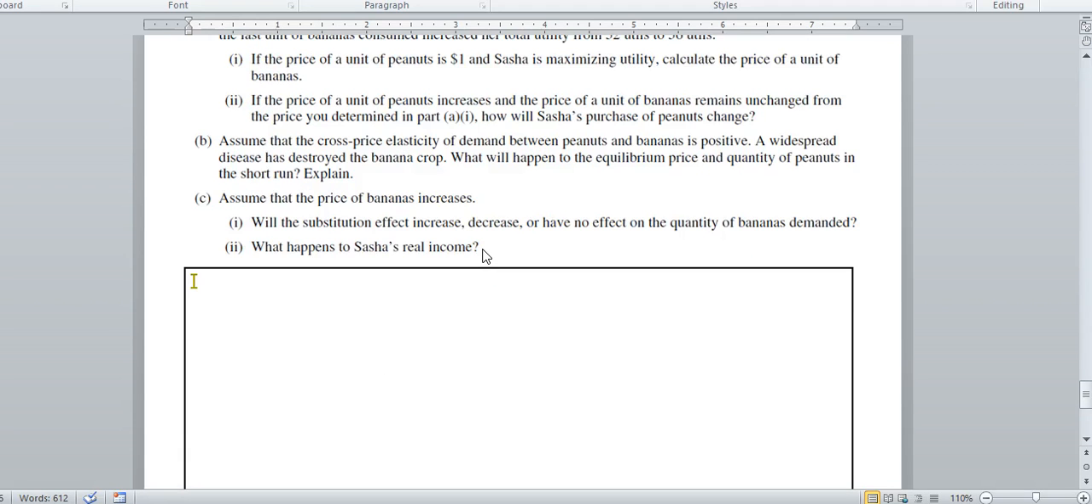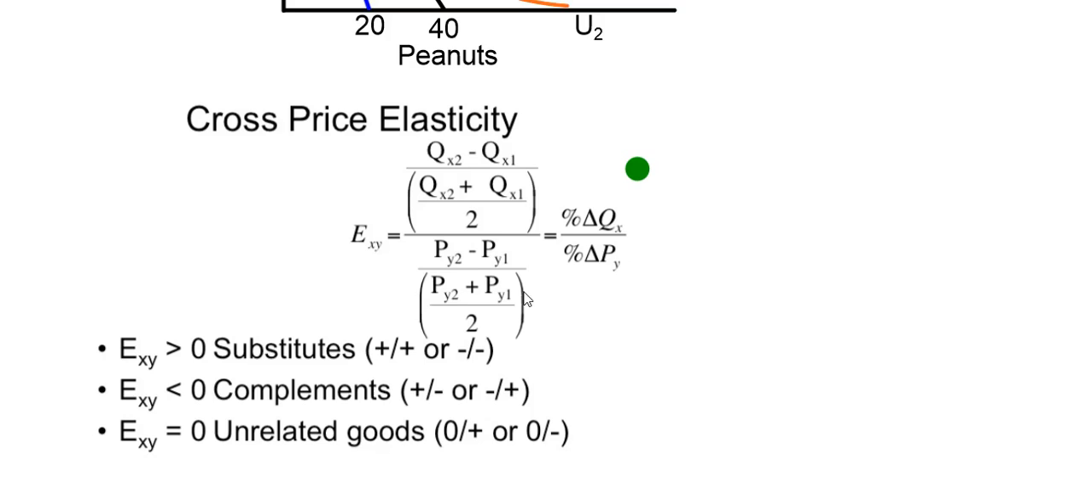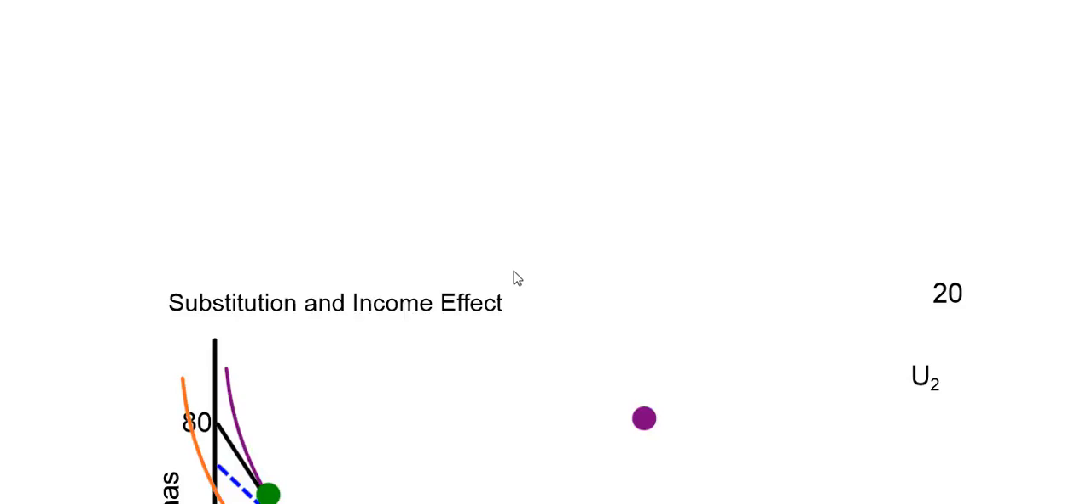So now we want to assume that the price of bananas increases. Will the substitution effect increase, decrease, or have no effect on the quantities of bananas demanded, and what will happen to society's real income? So we need to understand then how the substitution effect works as well as how the income effect works. So I hope I have time to go over this. I've got about 2 minutes, so let's see.